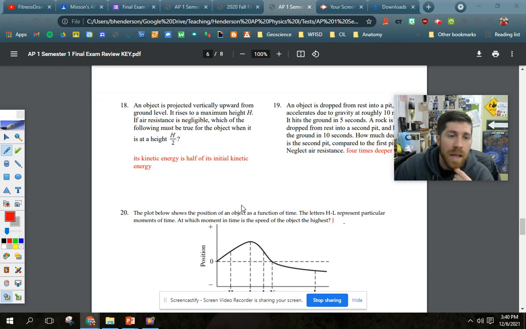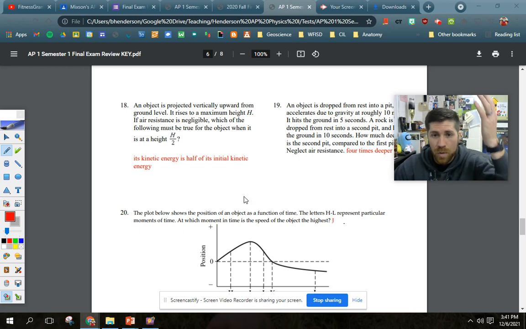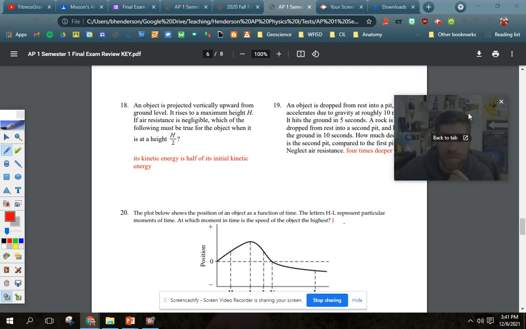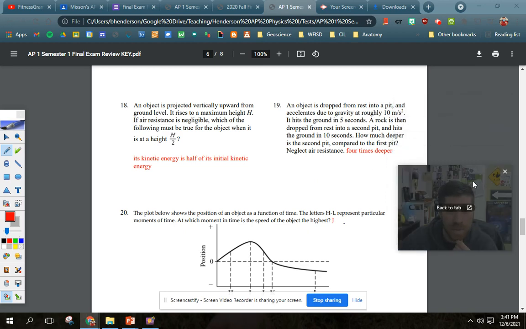Here, if I'm trying to get up to half the height as opposed to the full height, then as I gain height, I'm losing kinetic energy and gaining potential energy. So at the halfway point, I would just have half as much kinetic as I had initially when I threw it. It would all be a maximum kinetic at first, which would drop off exponentially.